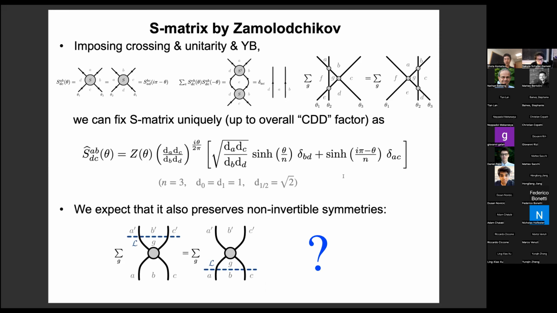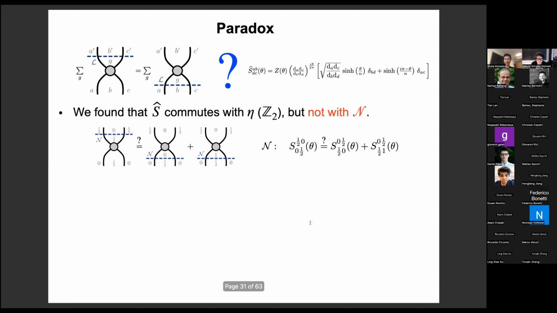And of course, because we also know that this flow preserves the non-invertible symmetry, we expect that this S matrix should commute with the action of the non-invertible symmetry. So this is the first thing we checked when we started this project. And the result was a little bit surprising.